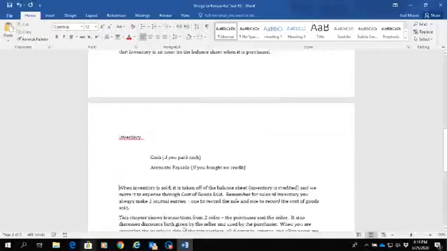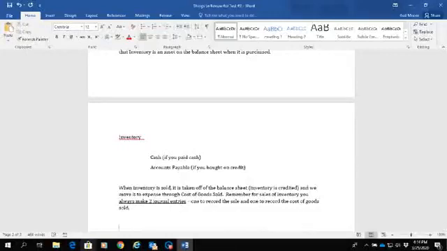So remember, when inventory is sold and taken off the balance sheet, inventory is credited and we move it to an expense through cost of goods sold. For sales of inventory, you always make 2 journal entries, right, for sales. One to record the sale and one to record the cost of goods sold. What does that look like? Okay, for your sales, you're going to have to record that sales. So you're either going to have accounts receivable. Let's say it's on credit.